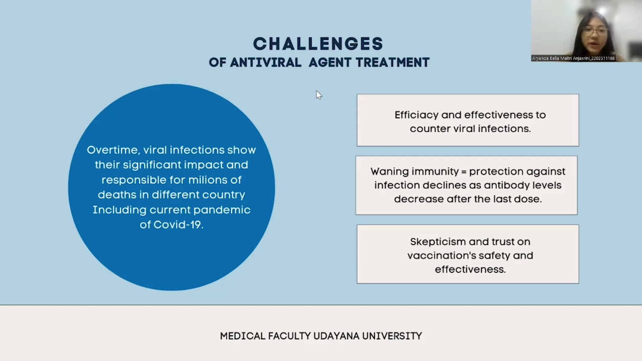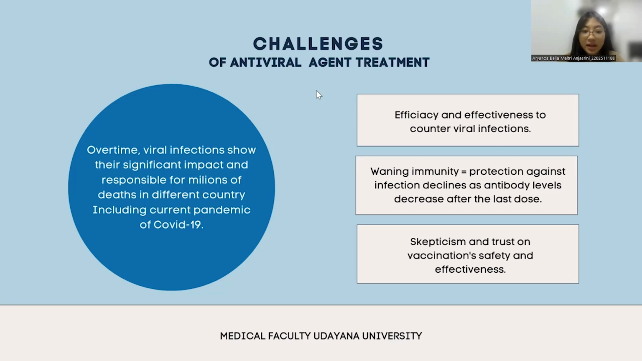Over time, viral infections have had a significant impact and been responsible for millions of deaths in different countries, including the current COVID-19 pandemic. These are some elements that make it challenging to develop antiviral agent treatment, especially for COVID-19. The first one is efficiency and effectiveness to counter viral infection. As we know, a virus as a metaorganism will continue to evolve in order to sustain its existence.